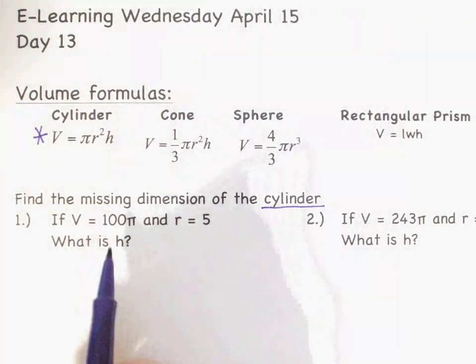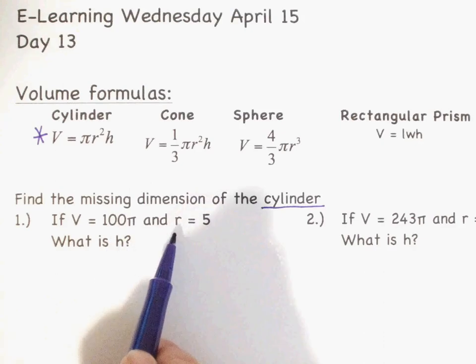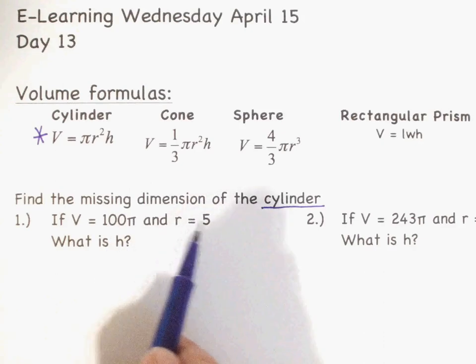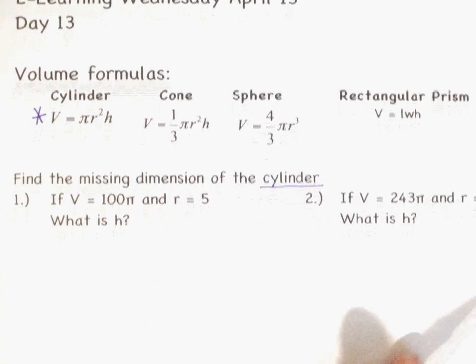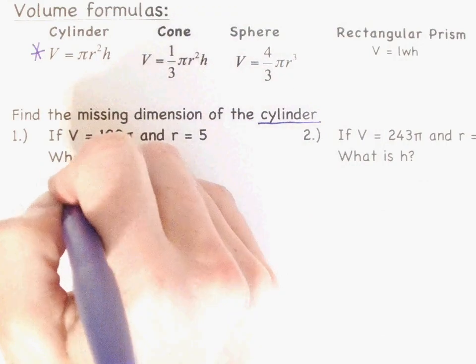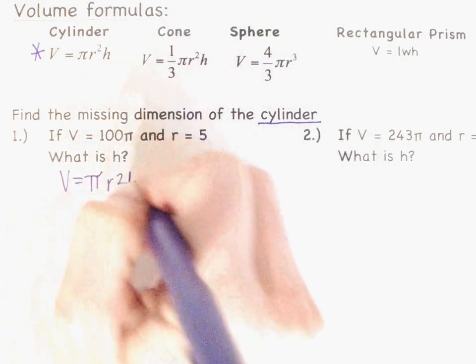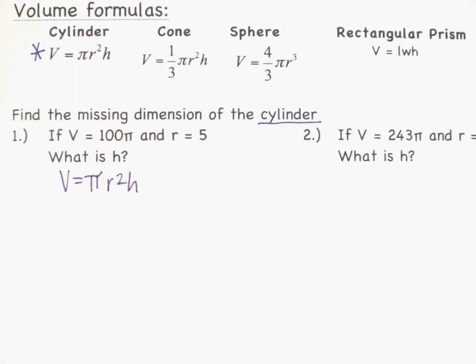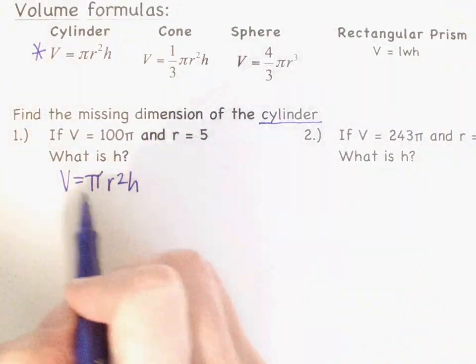What I'm doing is giving you the volume. So if the volume is equal to 100 pi and your radius r is equal to 5, what is h? Before we even get started, I'm going to take the volume formula and recopy it. Once I have this recopied, I'm going to take information from the problem and make my substitution.